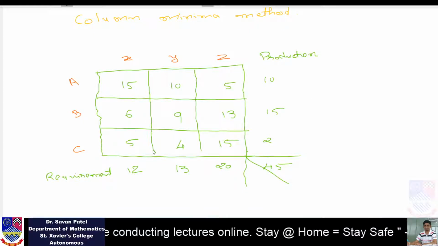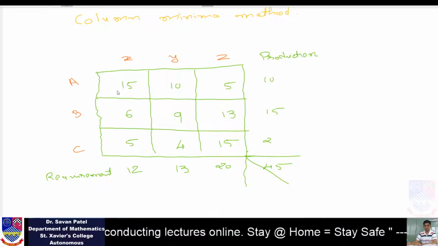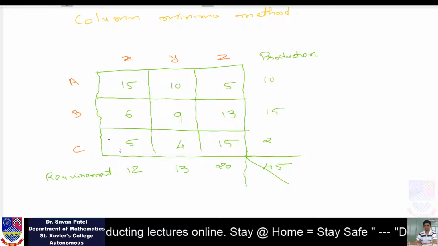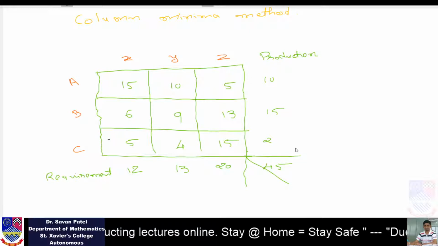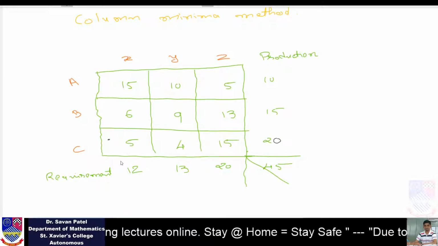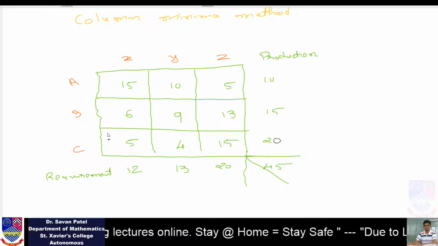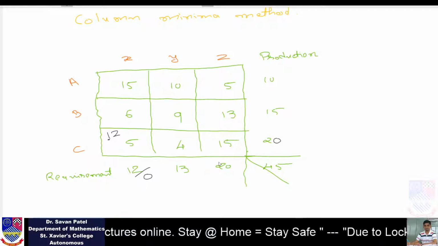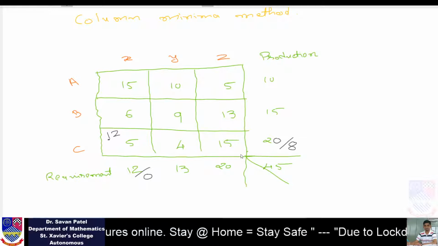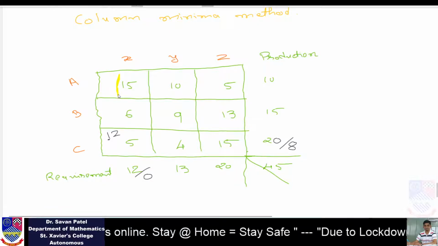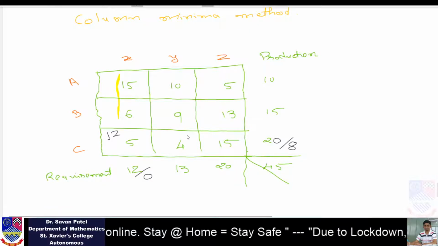So here is the first column and the minimum is 5. So here we will start the allocation. The minimum, sorry, here it was 20. So the minimum of 20 and 12 is 12, so we will allocate 12 units here. So we are left with 0 units here, and here we are left with 8 units. Since this is 0, this column is removed.